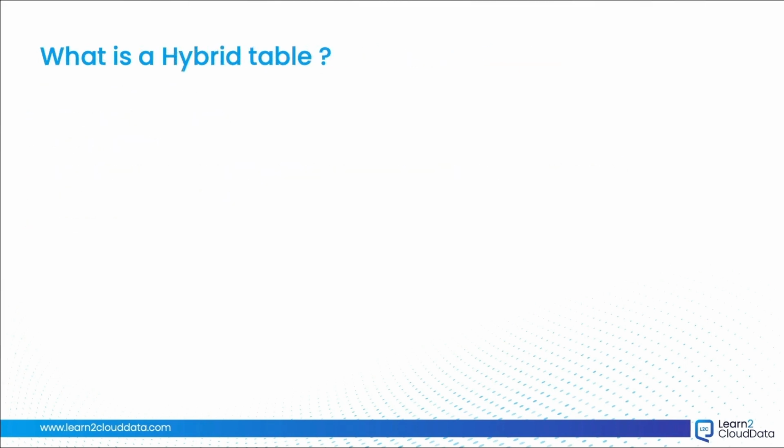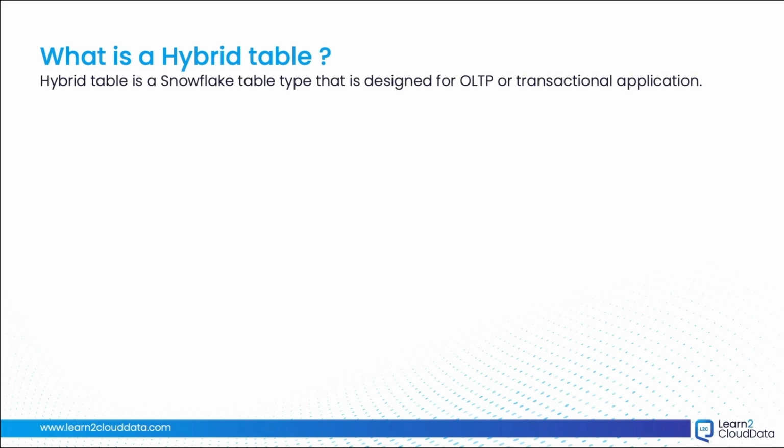What is a hybrid table? A hybrid table is a Snowflake table type that is designed for OLTP or transactional applications. Most of you already know what a transactional application is. However, for the benefit of those who do not, let me give you an example. If you went to a bank ATM and withdrew money from it, you created a transaction which is handled by the banking application. And this banking application is a transactional application.